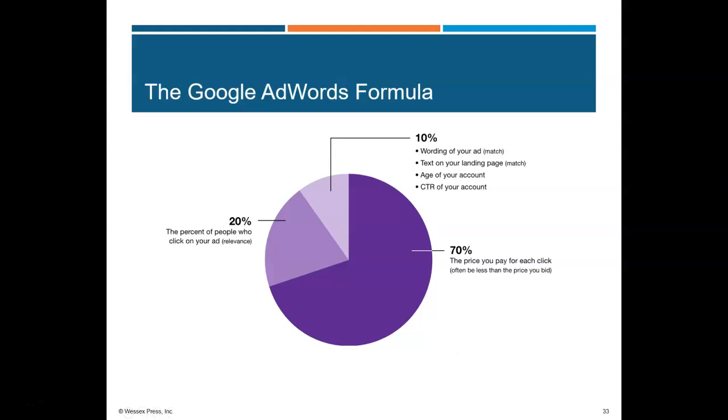So Google AdWords formula, you can look at this. The wording of your ad, text on your landing page, age of your account, and click-through rate of your account only accounts for 10% of the cost. 70% is the price you pay for each click, often less than the price you bid. 20% of the cost is the percent of people who click on your ad, which is how relevant your ad is to your target consumer.